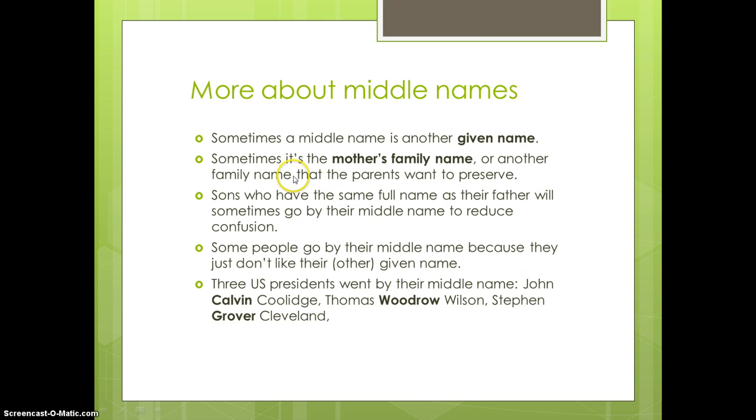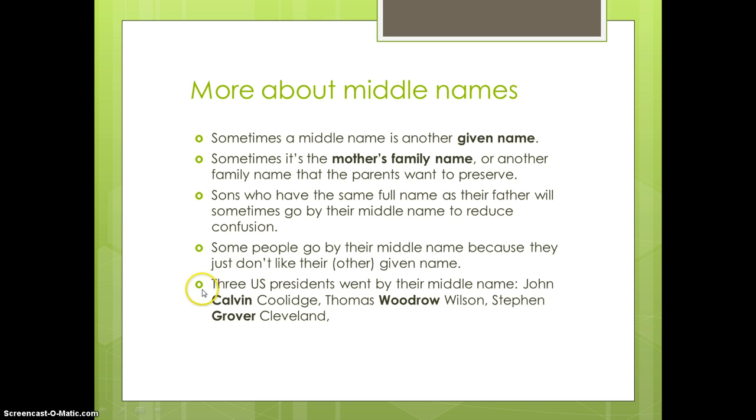So a bit more information about middle names. Sometimes the middle name is just another given name. Sometimes, though, it's the mother's family name or the family name of someone else that the parents wanted to remember. That's probably what happens with Ross Perot. Ross is a typical family name. And in other situations, sons who have the same full name as their father will sometimes go by their middle name to reduce confusion. Okay? And some people just don't like their other given name, so they go by their middle name.